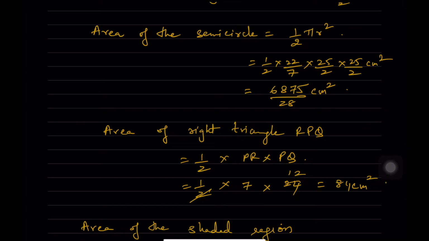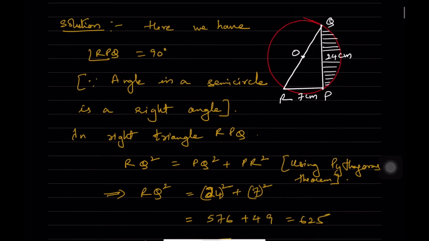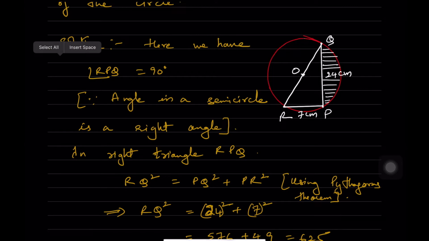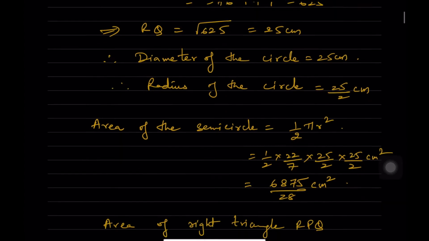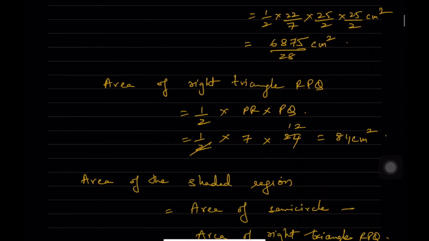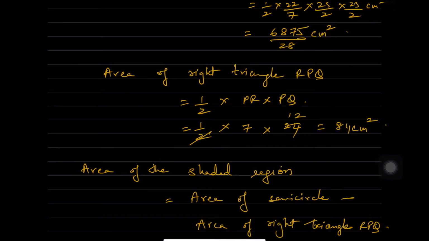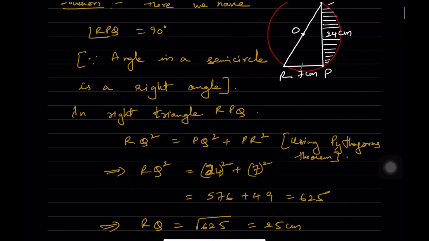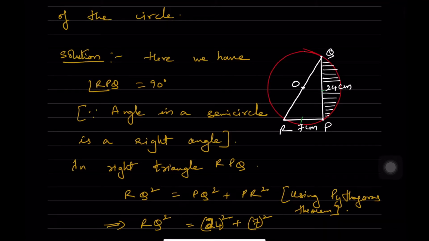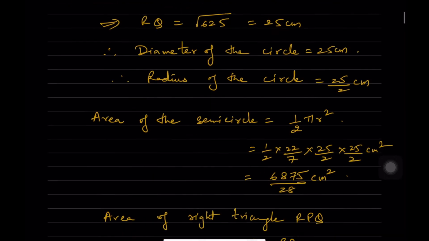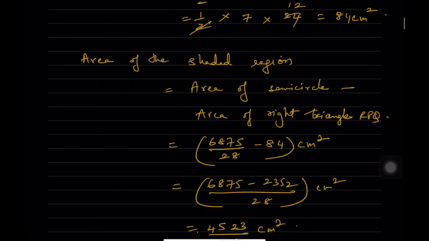By 28. 7 4s are 28 centimeter square. So now after finding out this, find out what is the area of the right triangle RPQ. So area of the right triangle RPQ is equal to half into base into height, which is equal to half into PR into PQ, which is equal to half into 7 into 24. Half base into height, you get that. So therefore that is equal to 84 centimeter square.